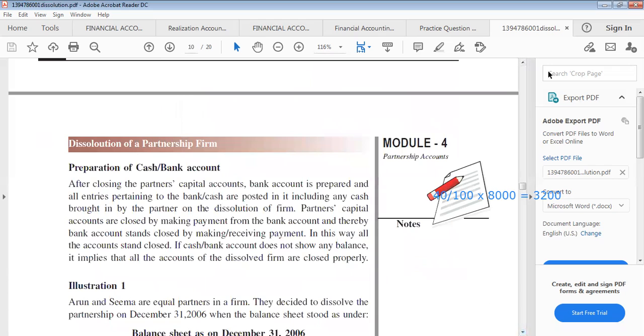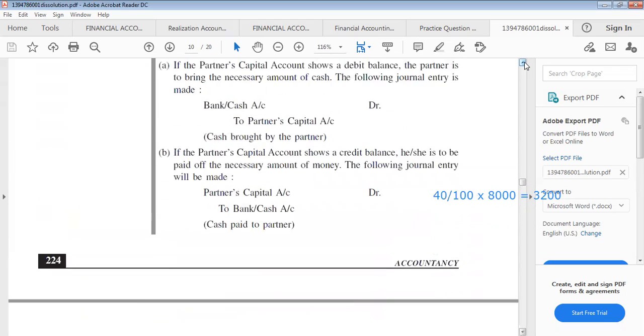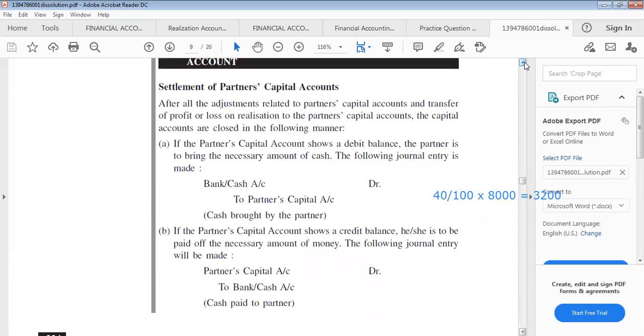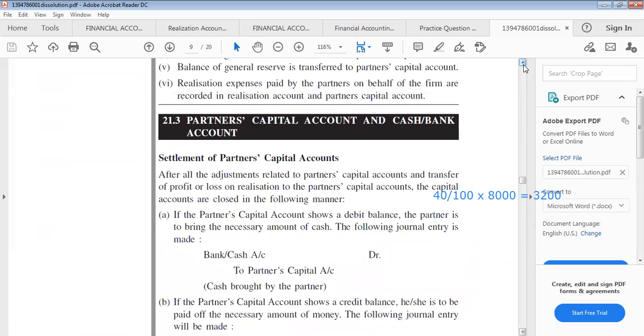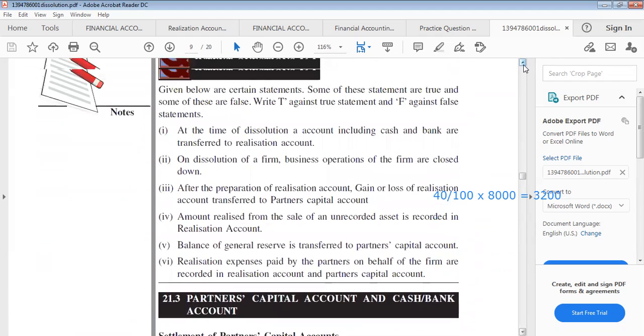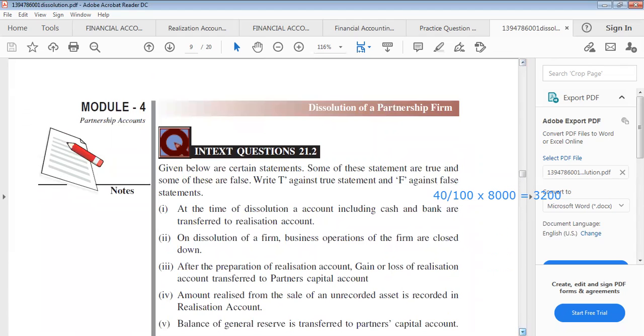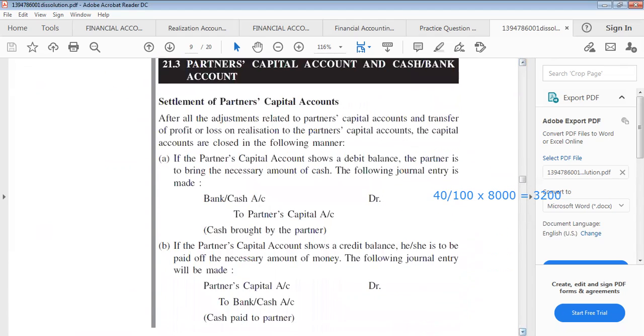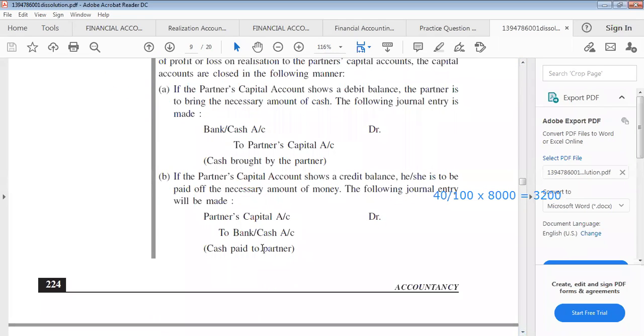Now, if it was a case where there's a credit balance, he actually is to be paid off the necessary amount of money. But in this case, that wasn't the case, right? For Upland Plum, their account shows a credit balance, so they must be paid off their money, good? So you will see that later on, very soon.